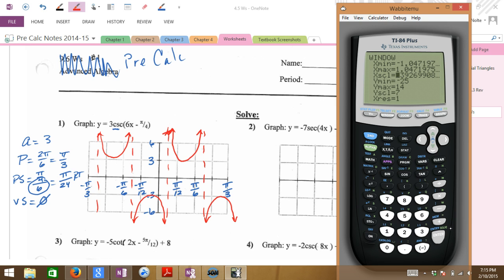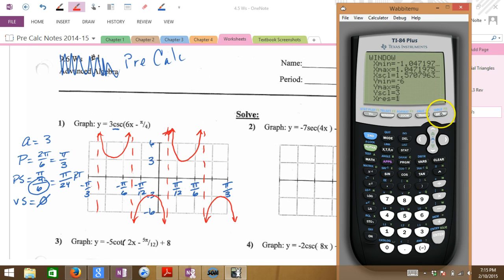My x scale is what my scale is going by, what increment. My first increment is pi over 12, and that is what my scale is going by. So pi over 12 for the x's. Now for the y, I go up to positive 6 and down to negative 6, so I'm going to go to negative 6, up to positive 6, and we're going by increments of 3.